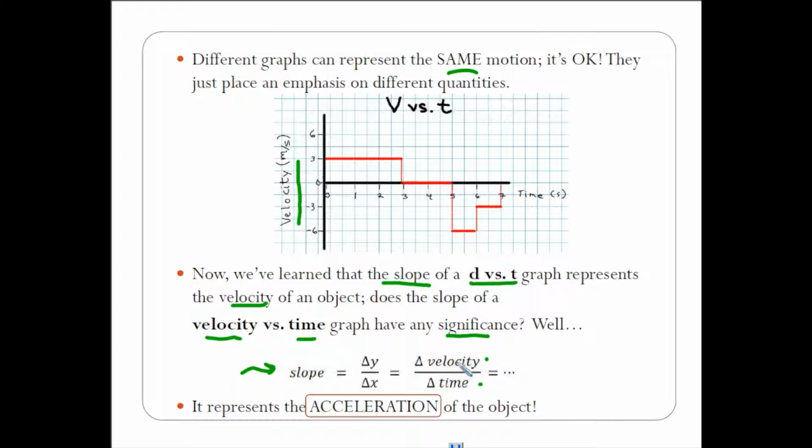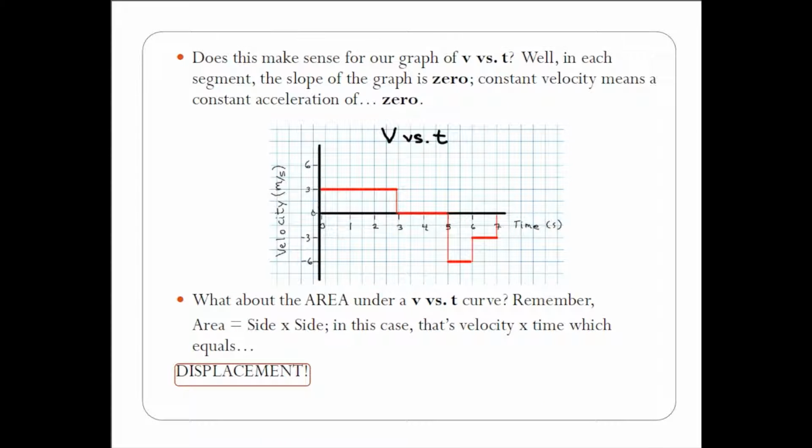And when you have change in velocity over time, that should look familiar because it represents the acceleration of the object over that time period. Does this make sense for our graph of velocity versus time? Well, in each segment, the slope of the graph is 0. Here, here, there, and there. So if velocity is constant, doesn't that mean that we have a constant acceleration of 0 meters per second squared?